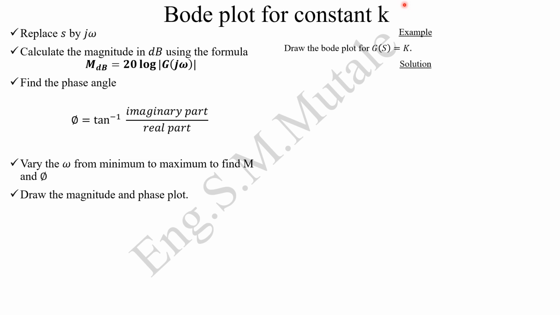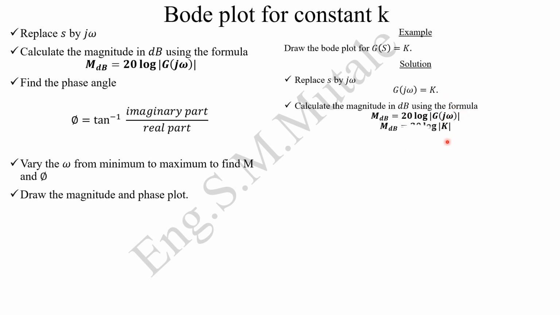So in our solution, you replace s by jw, which is what we are doing there, because we've been given G(s) is equal to k. Where there is s, replace jw, and you're going to have that G(jw) is equal to k. Upon having that, you calculate the magnitude in decibels using that formula. We know that G(jw) is basically k, so where there is G(jw), you put a k. Upon having that, you can start varying k.